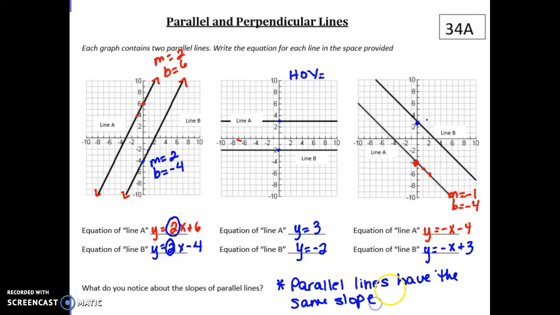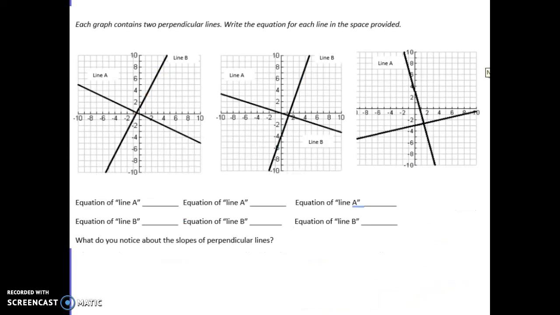Now moving on, we look at the next one. Now we've got perpendicular lines. And if you notice, they actually meet at 90-degree angles. We're going to write an equation for each of the lines in the space provided. If I look at line A, my slope is going to be -1/2, and my y-intercept is 0. I cross right at the origin. If I went up 1 and then to the left 2, my slope would be -1/2.